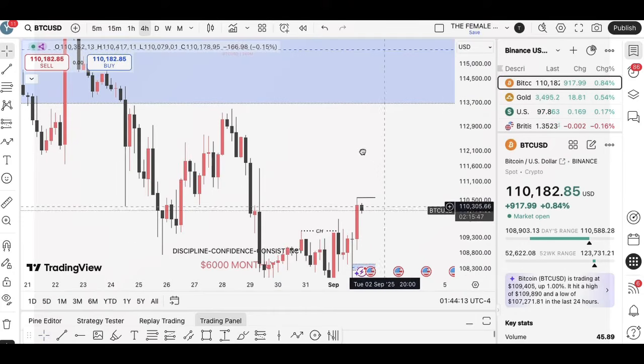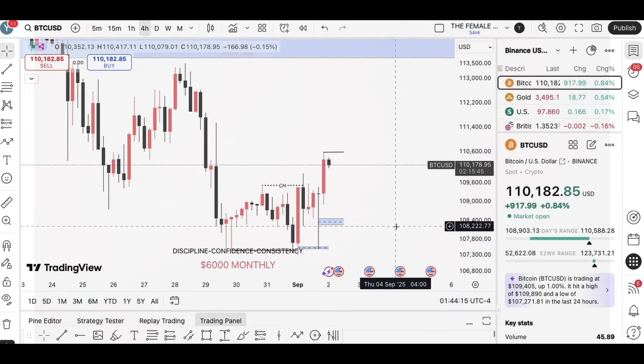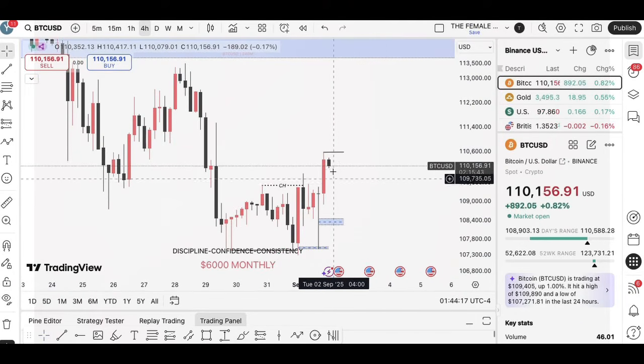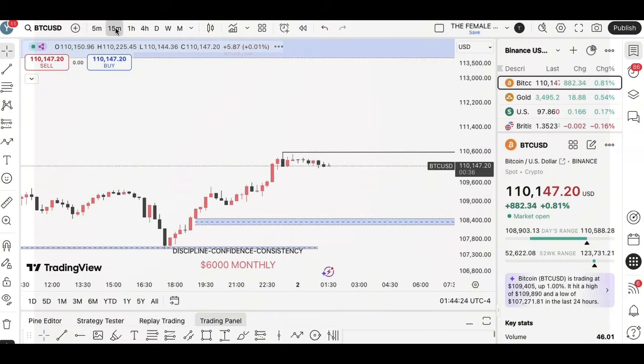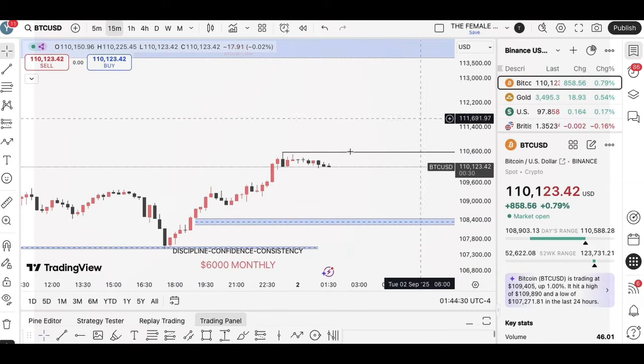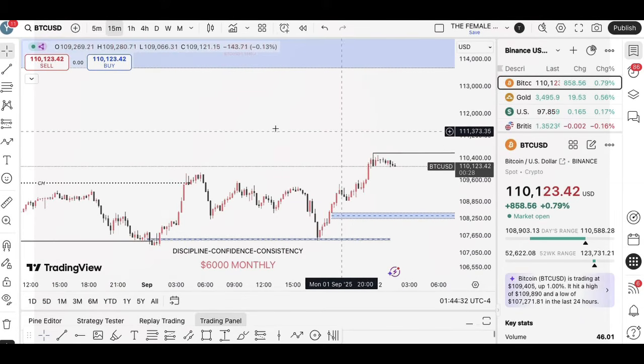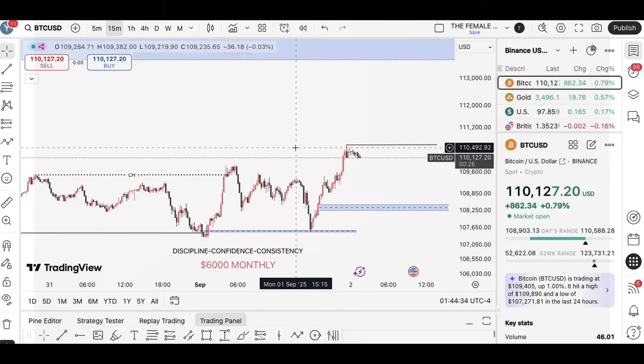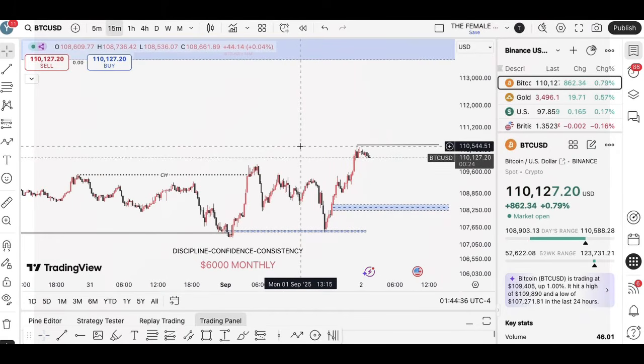Now I want to see how this 4 hours candlestick that is operating right now is going to close. If it closes and leaves this gap, then this gap is going to be my point of interest. But if not, I'm looking to buy BTC here and sell to the upside. So that is my thought process.